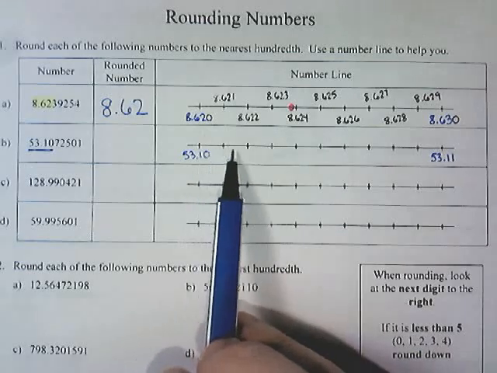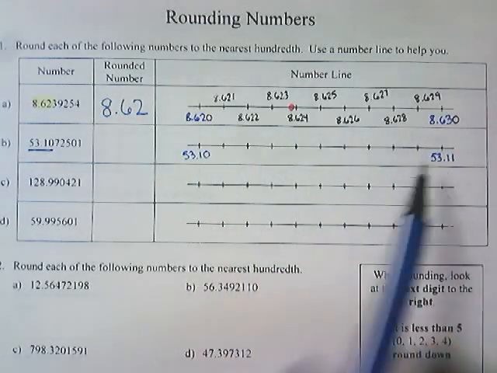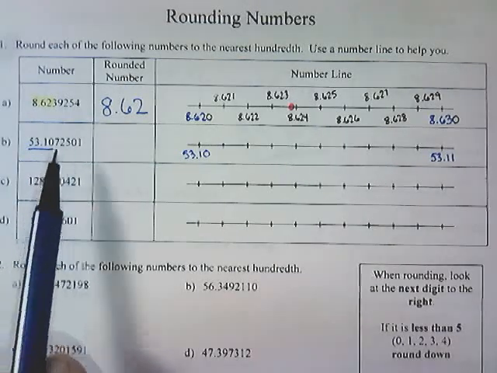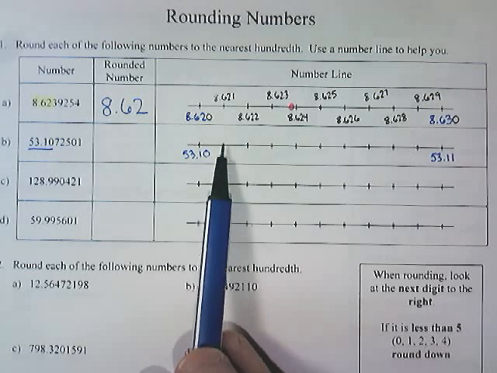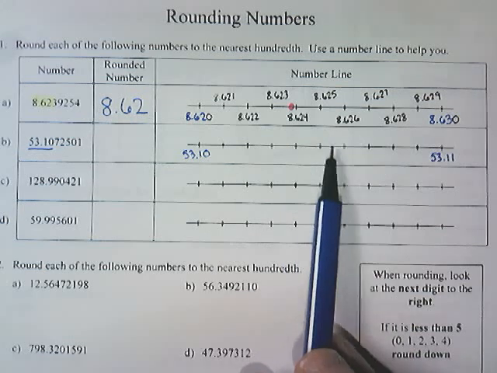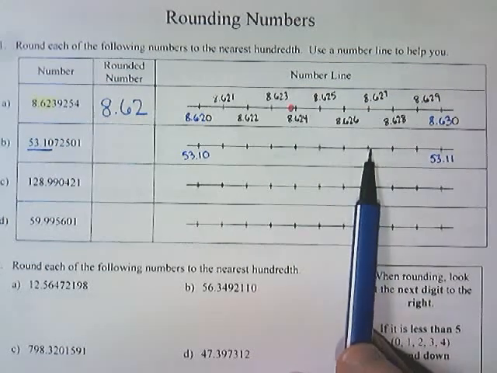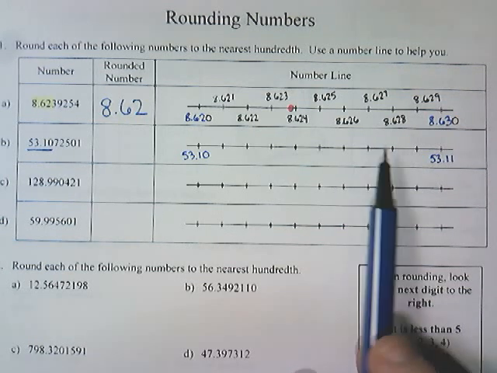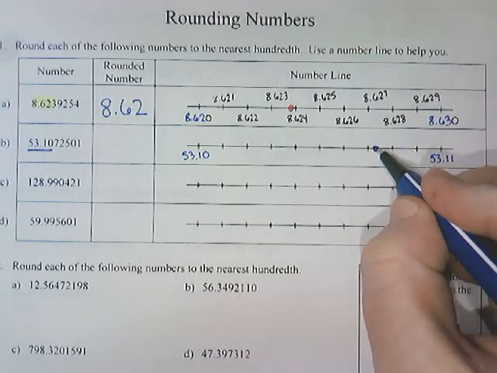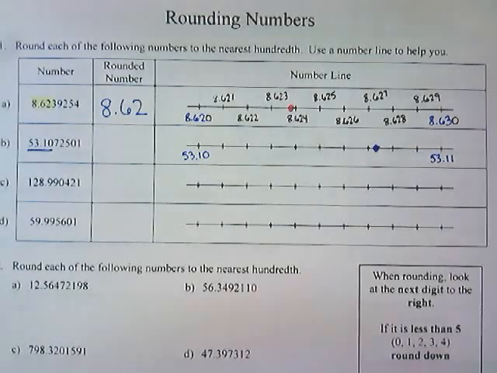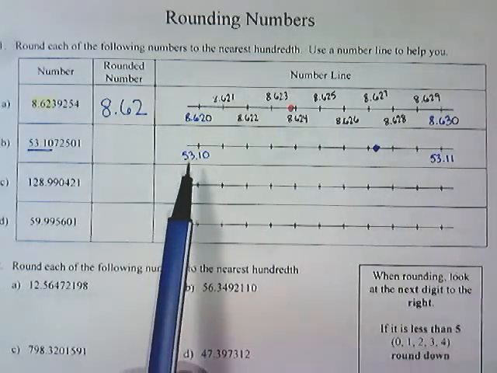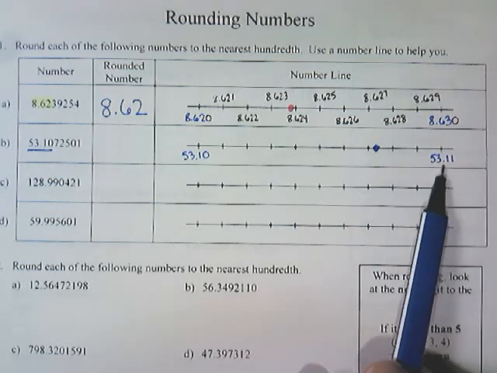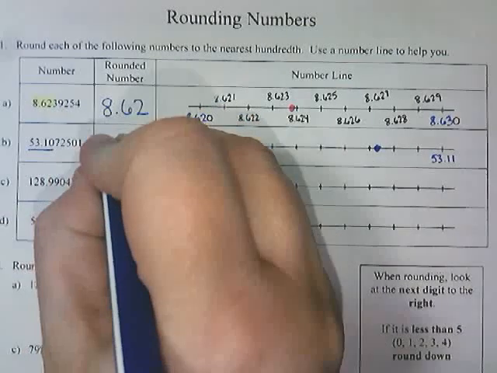So we already said that every time we're going up, there's 10 squares there. So I'm looking for 53.107. So this would be 53.101, 2, 3, 4, 5, 6, 7. So this is where 53.107 would be. And it's 1072, so it's going to be a little bit bigger. So maybe roughly right there. And then I'm looking, is it closer to 53.10 or is it closer to 53.11? And the answer is it is much closer to 53.11. So we would round this to 53.11.